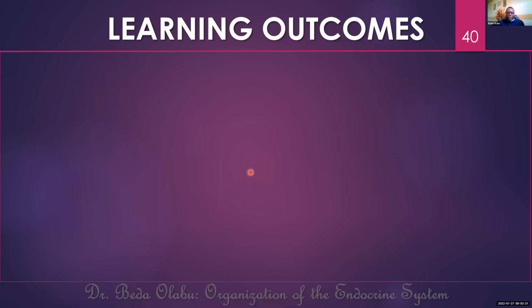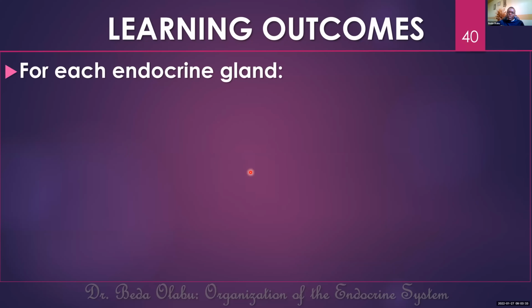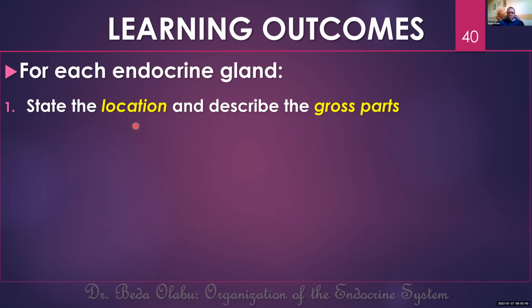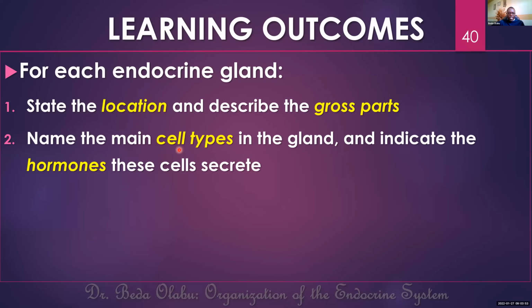Remember what we agreed on in the first part concerning our learning outcome: for each endocrine gland, you need to know where it's found, the location, and you need to be able to describe the gross anatomical parts of that gland. Then we need to state the major cell types of the parenchyma of that gland, the cell types which produce hormones, and then indicate the hormones they actually do produce.